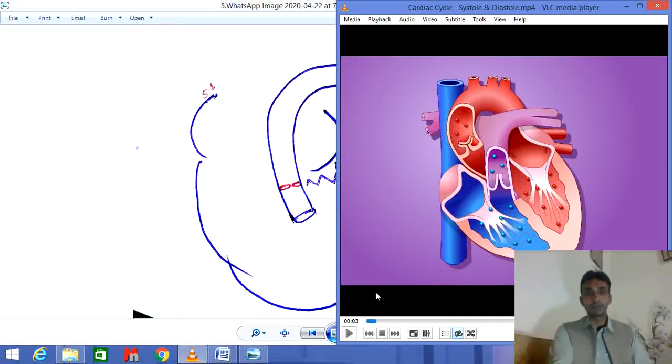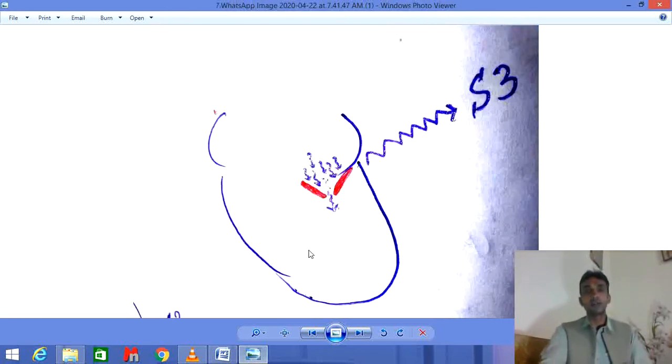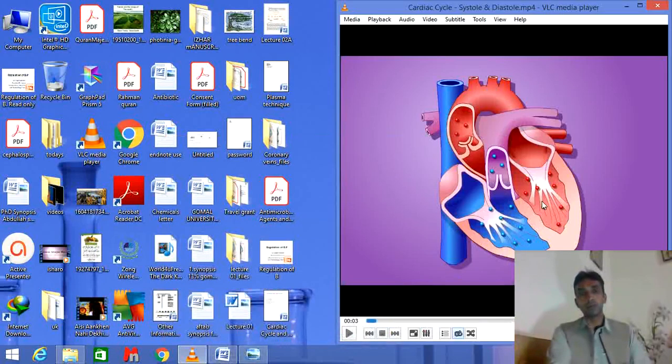Another one, the S3 sound. The S3 sound is created during the rapid filling stage of the heart, the rushing sound of the heart. You can also hear this sound very easily at the apex of the heart, on the left of the sternum.